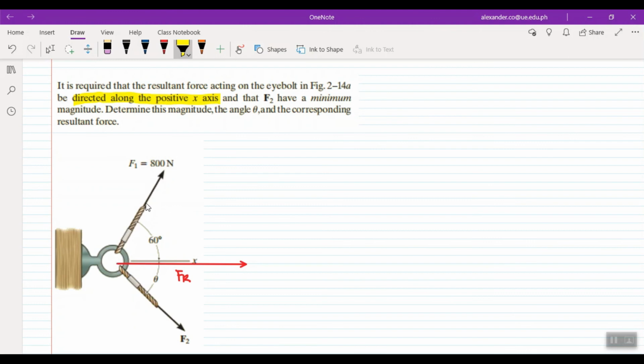Okay? So, pag mas mahaba yan, it's more than 800. Ibig sabihin, nasa 1,000 or more. Pag mas maliit yung graphical representation ng vector na to, then mas maliit siya. So, ang tinatanong ng F2, ano yung minimum? So, ano yung pinakamaliit na value na pwede? Para maging itong FR mo will be positive. So, ito yun. Okay?